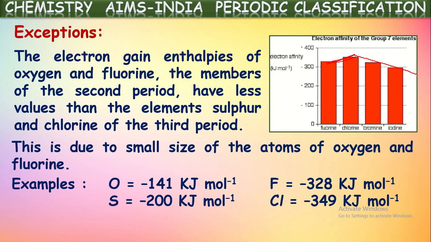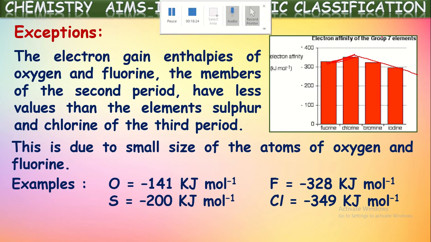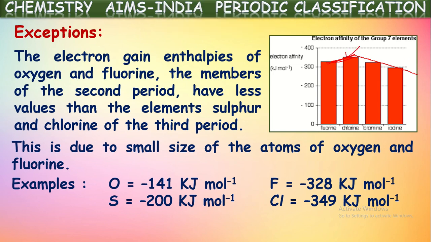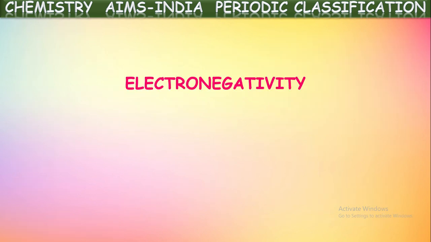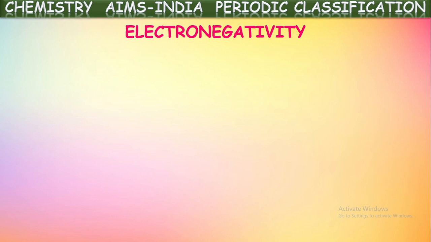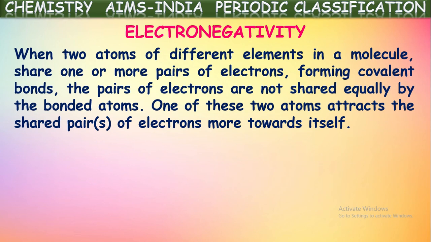Among these halogens, chlorine is having the greater electron affinity. So we can say chlorine is the element with the highest electron affinity among the periodic table elements. Okay, this is about electron affinity. Now let us see about one more property, electronegativity.